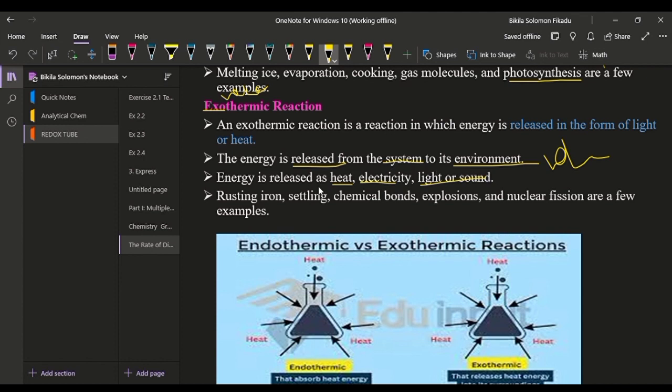So examples of exothermic reaction is rusting iron, stealing, chemical bonds, explosions, and nuclear fission are a few examples of exothermic reaction. Warreen kun hundi isaanii maal godha jechuudha?